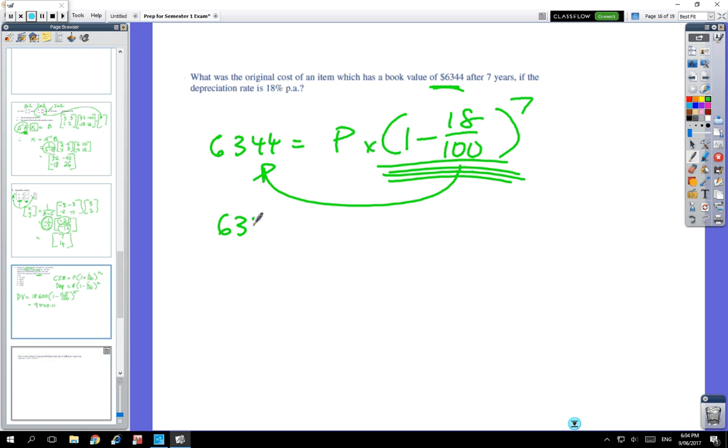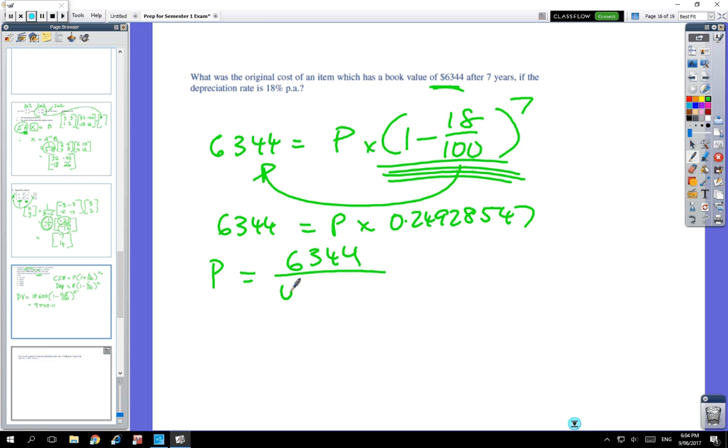So 6344 equals P multiplied by 0.2492857. So that's enough numbers. So P will equal 6344 divided by that number. And see what that equals.